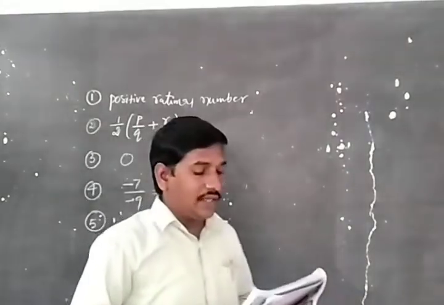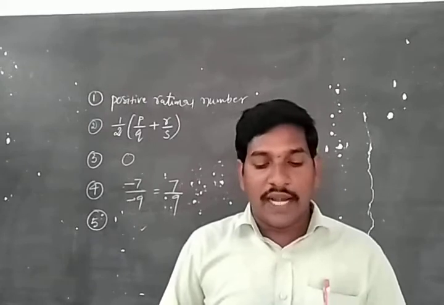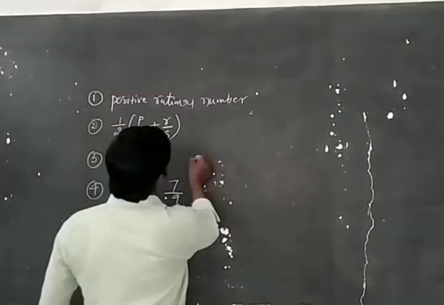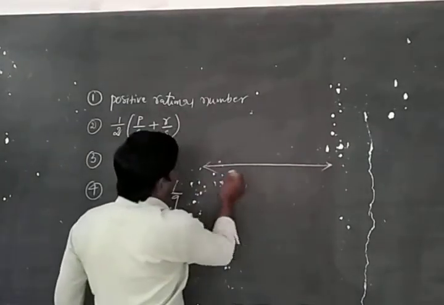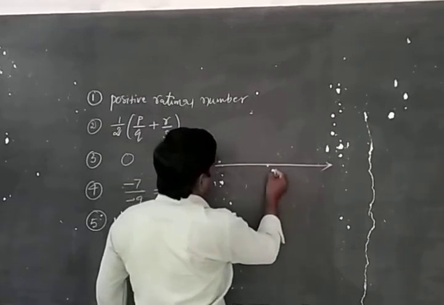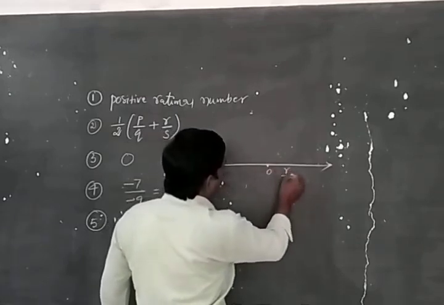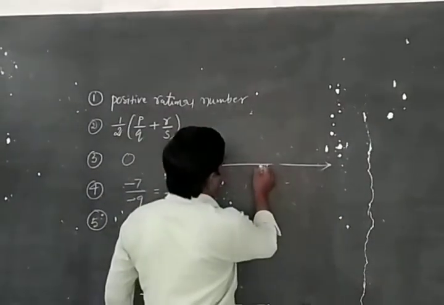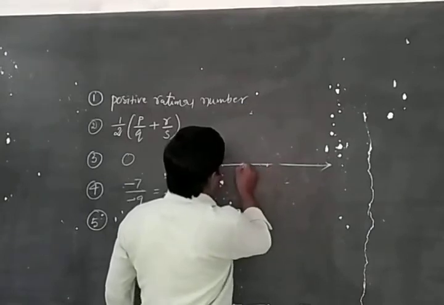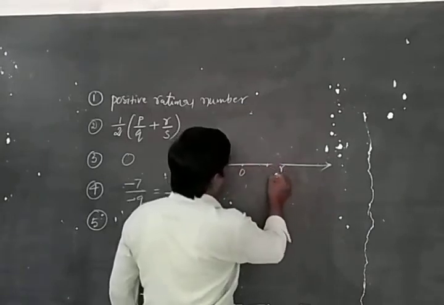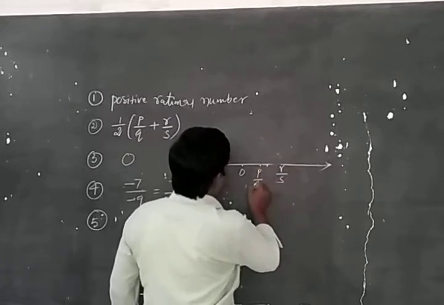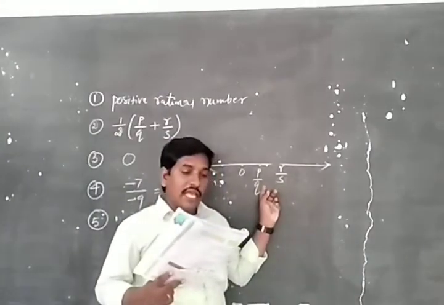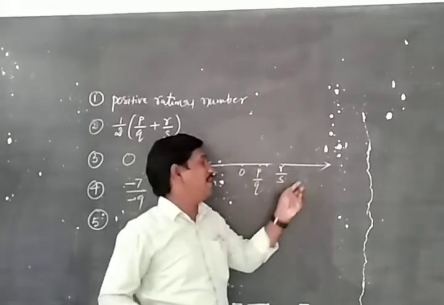If P by Q lies to the left of R by S, then, okay, this is the number line. This is 0, this is R by S, and all are positive. This is P by Q, so P by Q lies to the left of R by S.